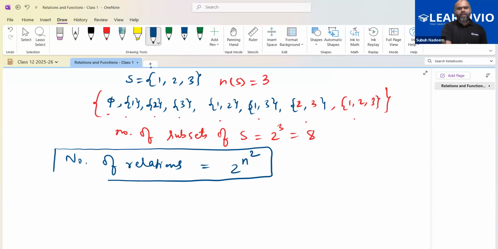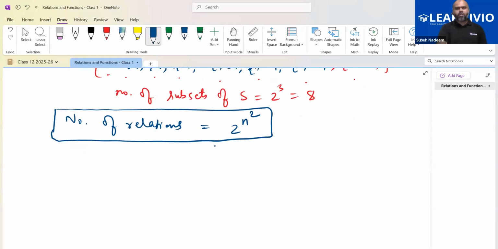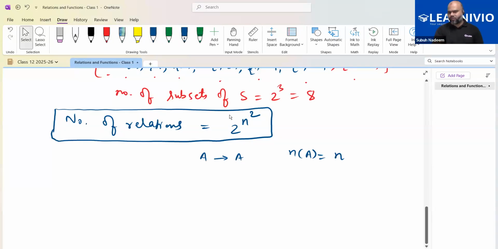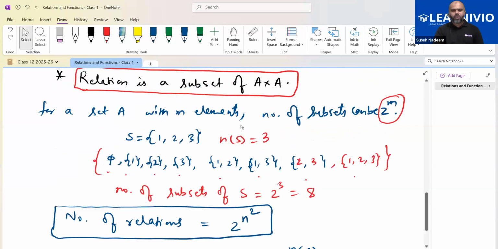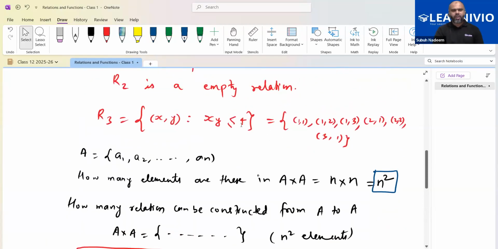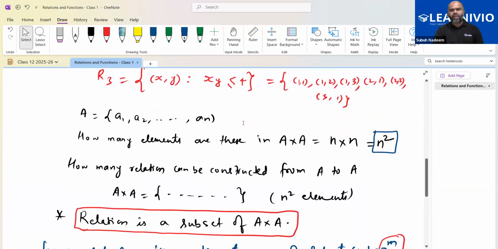If you want to find the number of relations which are possible from a set A to a set A, where the number of elements in set A is equal to n, then this is the formula. So you can start writing it from here and try to understand it also while writing it.